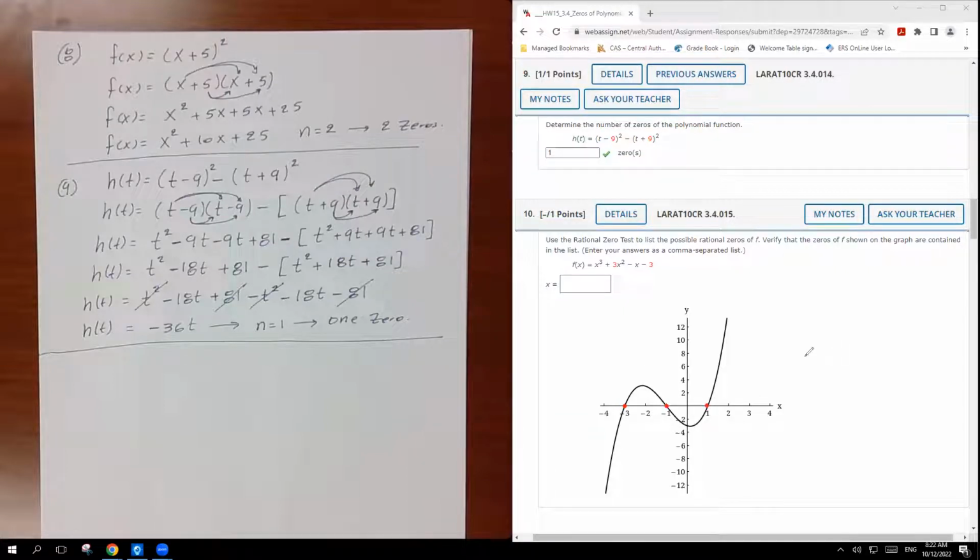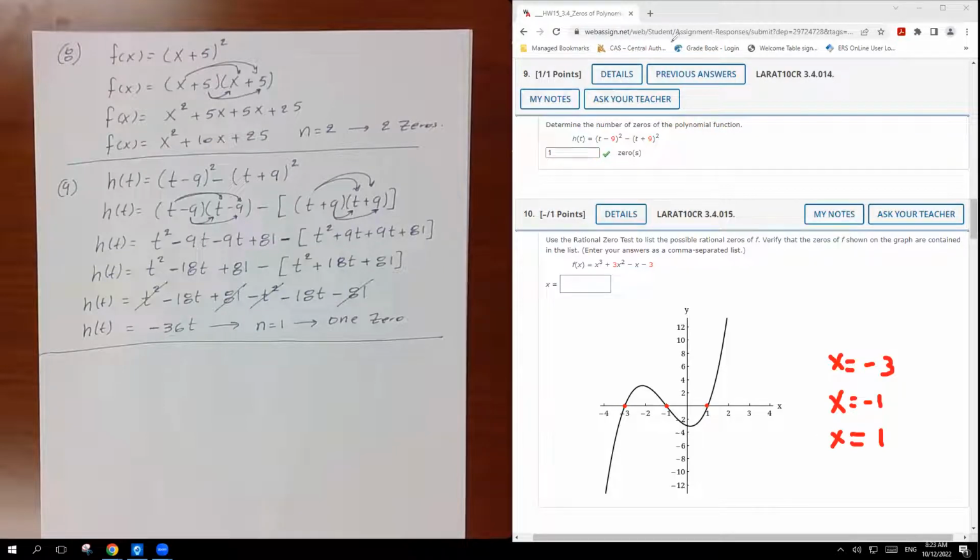But now we have a graph. We can verify the zeros because I already know the zeros mean the x-intercepts. So here's the x-intercept, here's the x-intercept, and here's the x-intercept. So I already know x equals negative 3 and x equals negative 1. This is the second zero, and x equals 1. So I already know from the graph, these are the zeros of the x-intercepts.